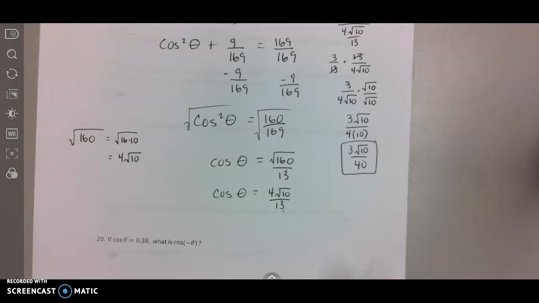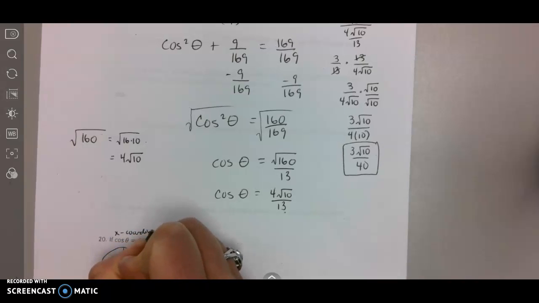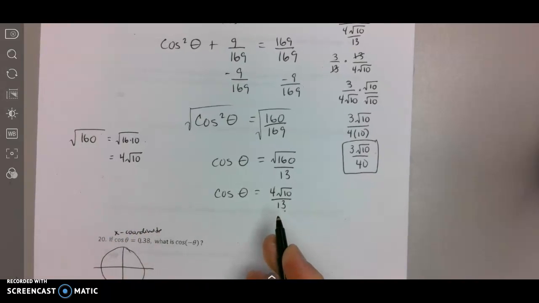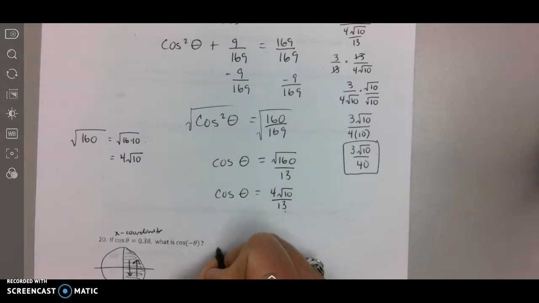Right. Number 20. The cosine of theta is 0.38. So where's cosine? Cosine is my x-coordinate. X-coordinates are positive over here. Opposite of theta means up and down. So this is going to move down, this is going to move up. So I stayed on the right side, so cosine stays at positive 0.38.